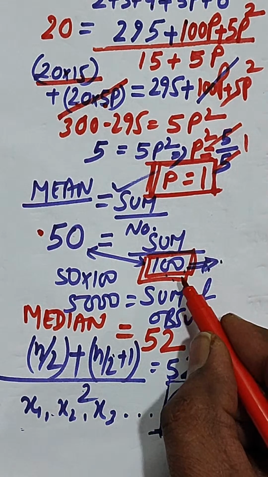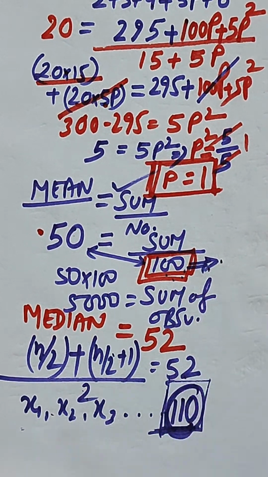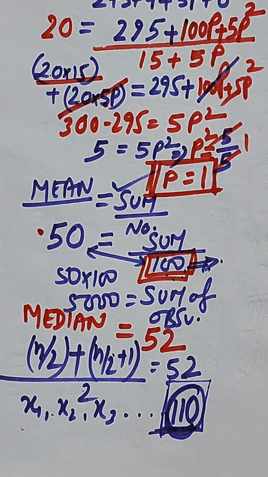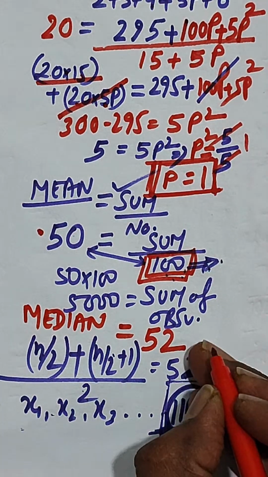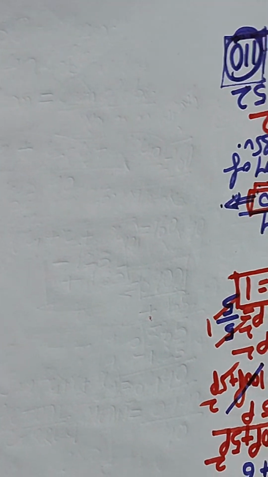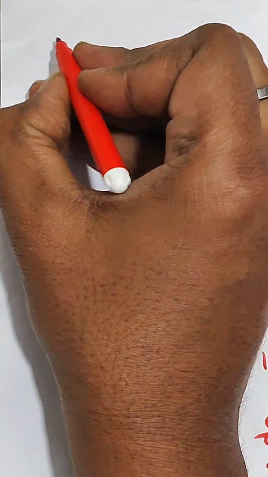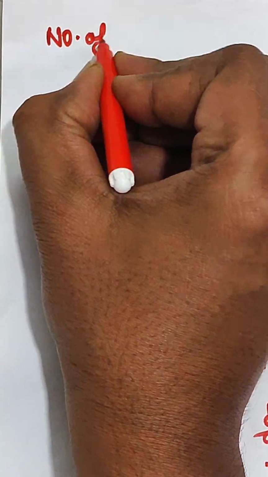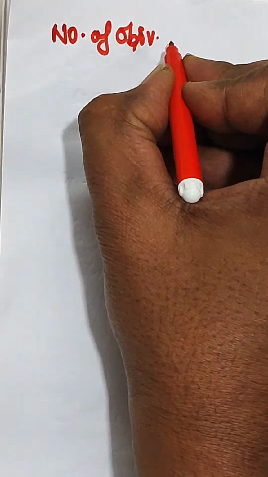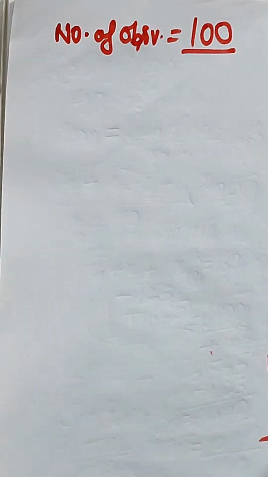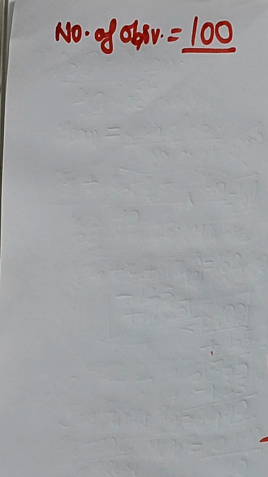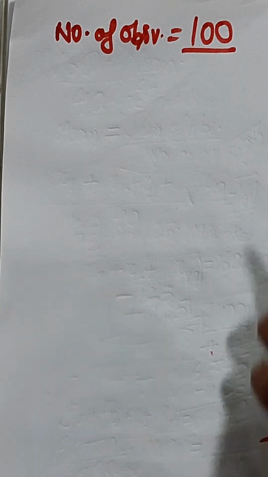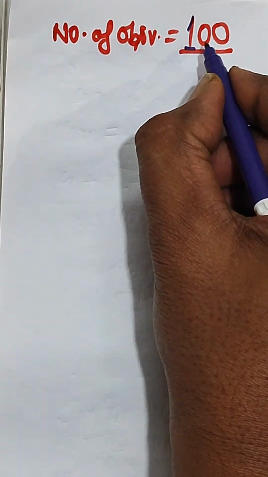So definitely if the number of observations is 100, your median will be the 50th and 51st term. Kailash, OP, if the number of observations in your question is 100, there is no problem in the question. I think the statement is not very clear, so let us take it in the same way as it is.